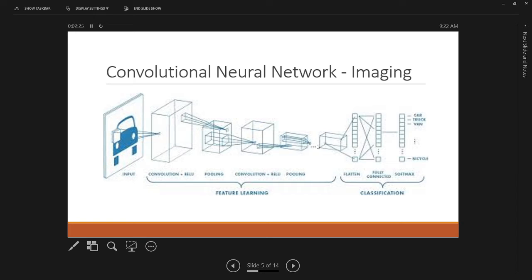So now let's talk about convolutional neural networks. Okay, a convolutional neural network is a type of deep learning that's specific for imaging. That's where it was born and where it's most successful. And basically, it's divided as we see in this diagram here. We have an input, then we have an area called feature learning, and then classification. Feature learning consists of many layers that combine a convolution and pooling.